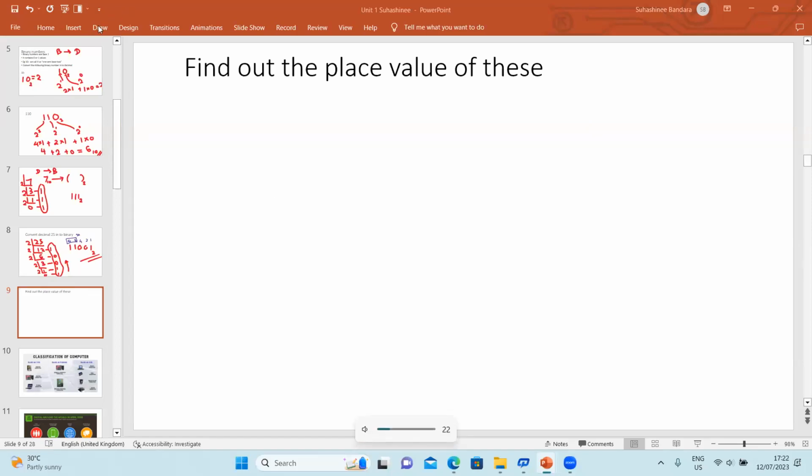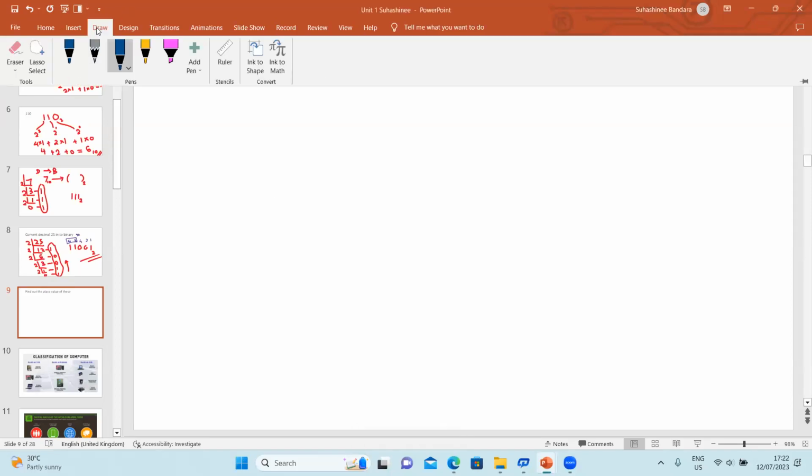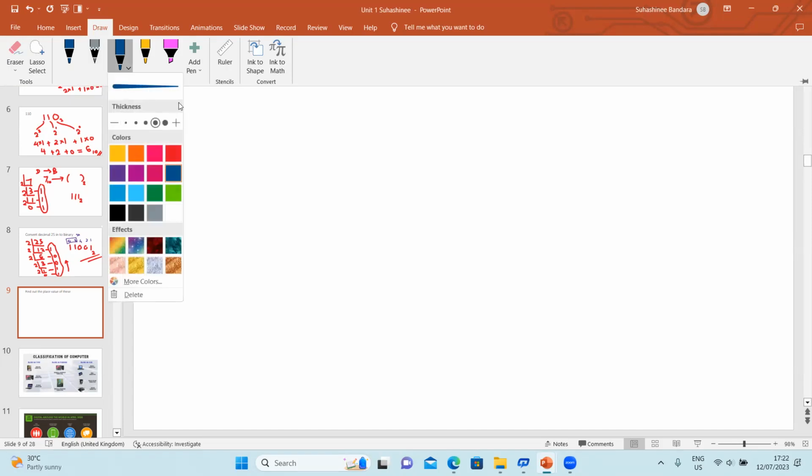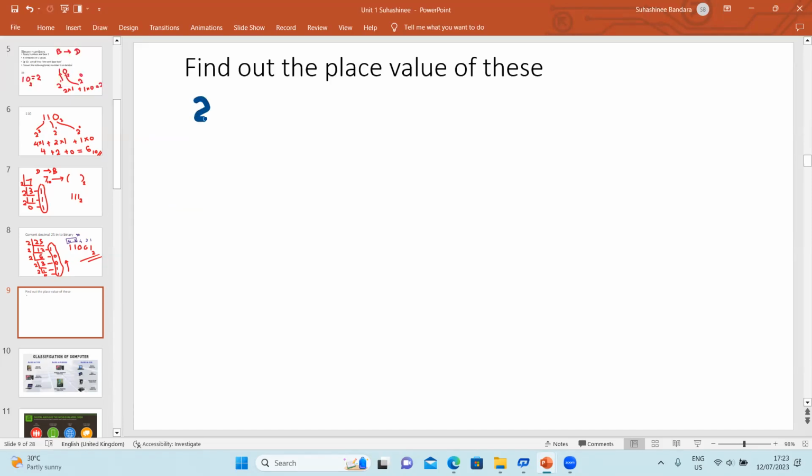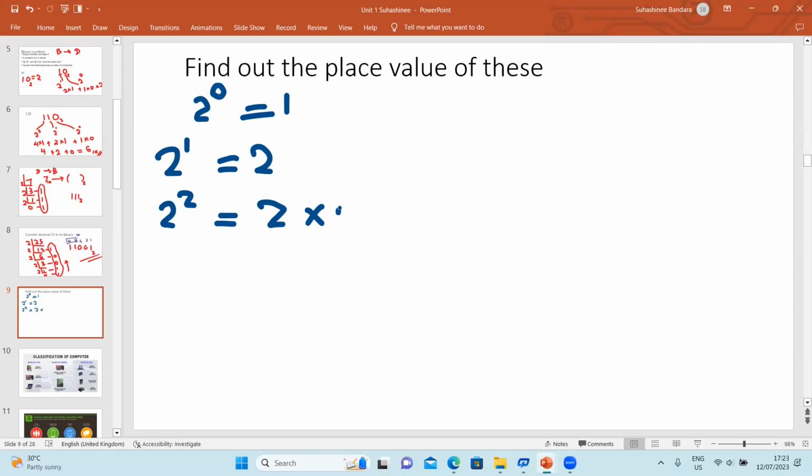Okay. 2 to the power 0. We are going to find the value of it. I'll give it all together. What is 2 to the power 0? 1. Very good. 2 to the power 1 is 2. Then 2 to the power 2 equals 2 multiplied by 2, right, like that. Equal 4.